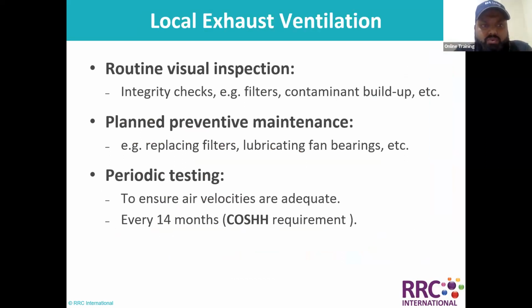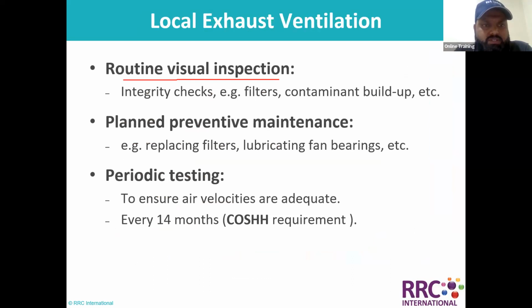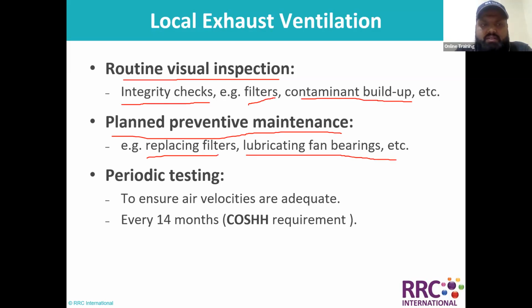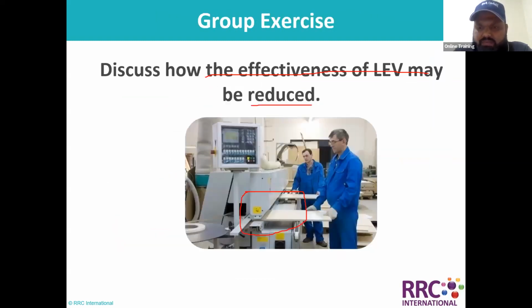What we have to do is go for routine visual inspection for all these points so that we can check the integrity of the system. For example, check the integrity of the filters, and if contaminants have built up, clean the contaminants and clean the ducts. Planned preventive maintenance shutdowns should be there, replacing the filters, lubricating the fans and fan bearings. Periodic testing should ensure air velocities are adequate and no object is stuck. Every 14 months, as per COSHH requirement, we need to test and clean them. So these are the ways we make local exhaust ventilation effective. Clear?